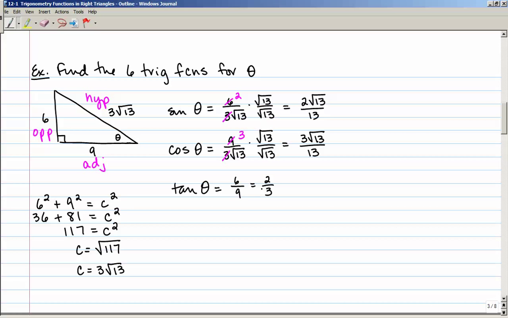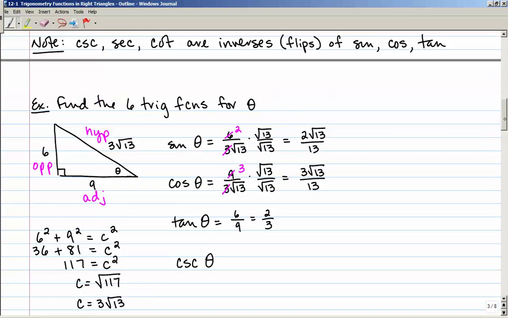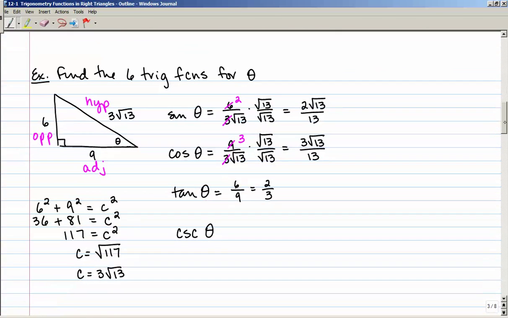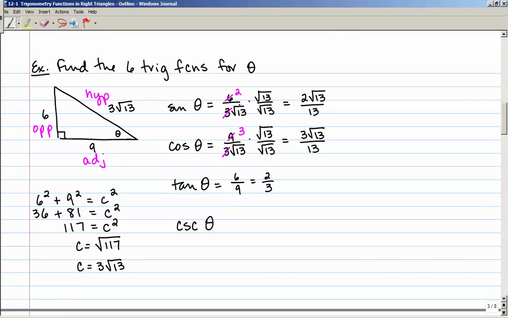Okay. Now to find cosecant of theta. Remember, cosecant, let's look back at our chart here, is just sine flipped. So I'll go back to what I had for sine here, which was 6 over 3 square root of 13, which simplified to 2 over the square root of 13. So this is just going to be the square root of 13 over 2. And remember, it's okay to have a square root in the numerator.